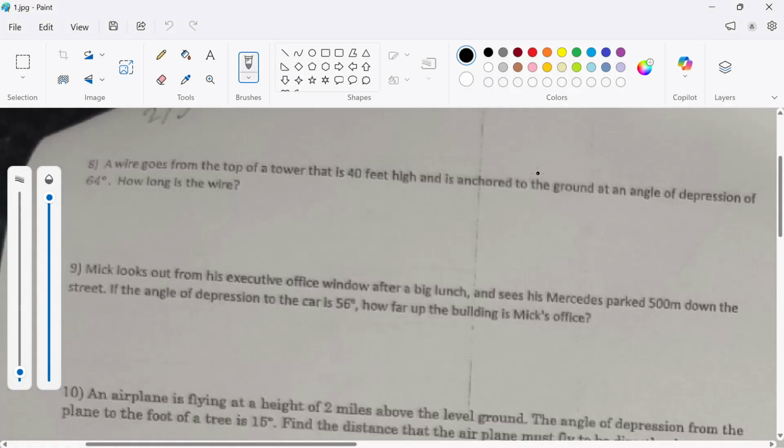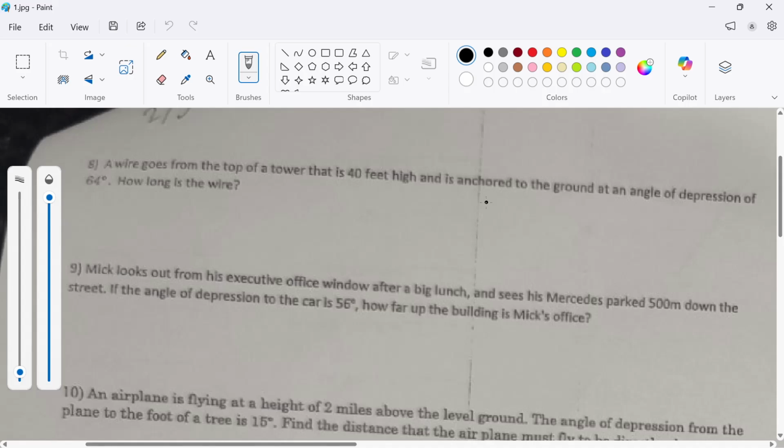This is geometry. I'm going to do a couple of examples of word problems that have to do with finding either side lengths or angles using trigonometry. If it's looking for an angle, you're going to have to use the inverse trigonometric functions: arc sine, arc cosine, arc tangent.